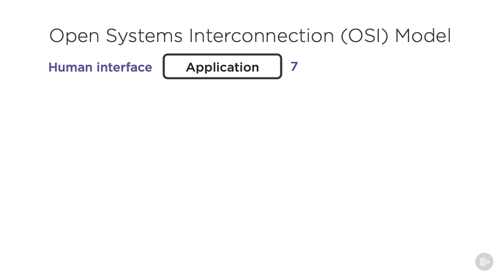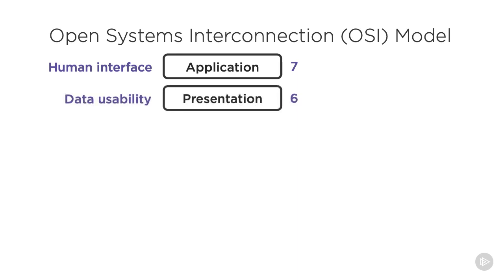It's somewhat synonymous with the view component of the Model View Controller or MVC design pattern we studied in an earlier course. Next is the presentation layer. This layer defines how data is structured and represented. Is it JSON, XML, or a JPEG image? Is it encrypted or not? What about compression? Those questions are answered here.